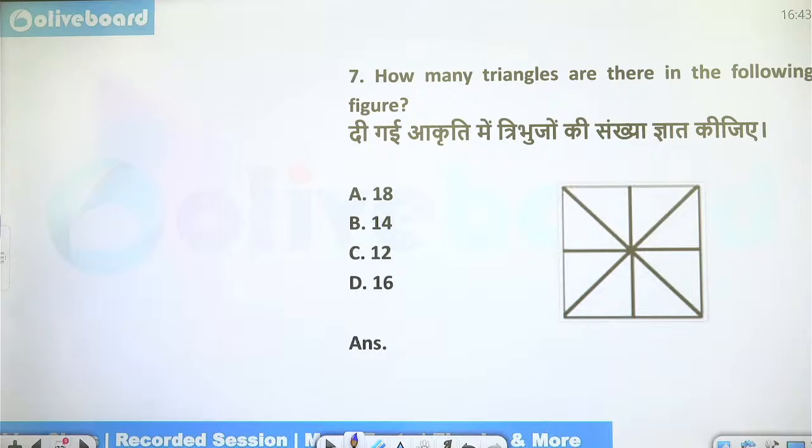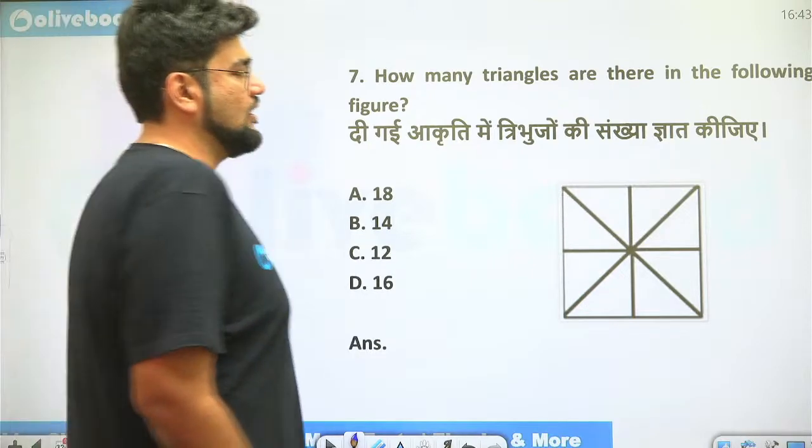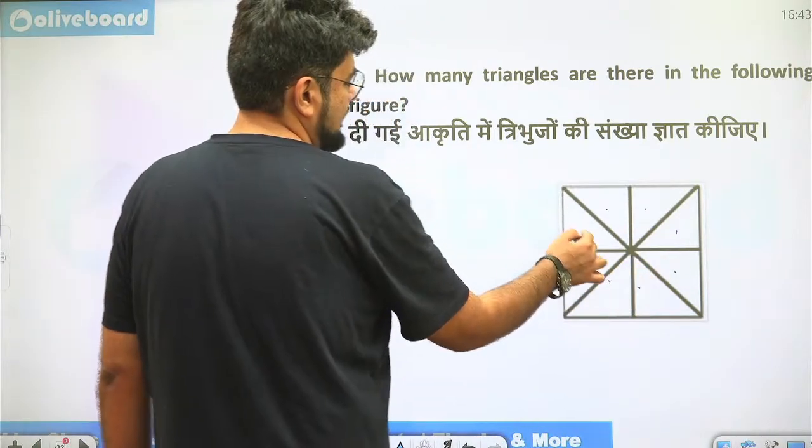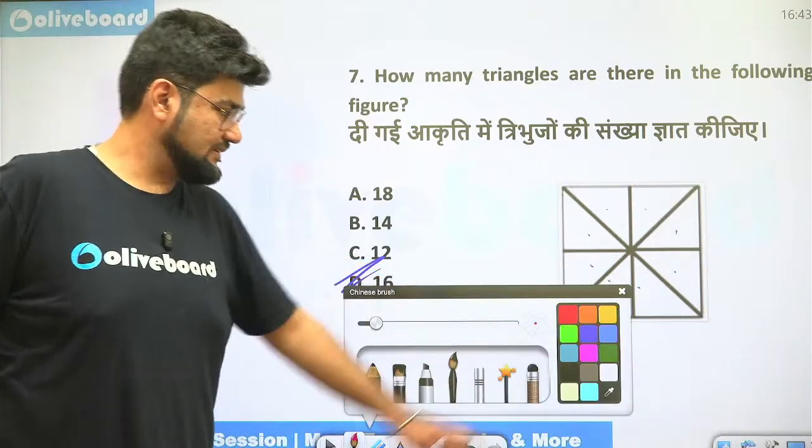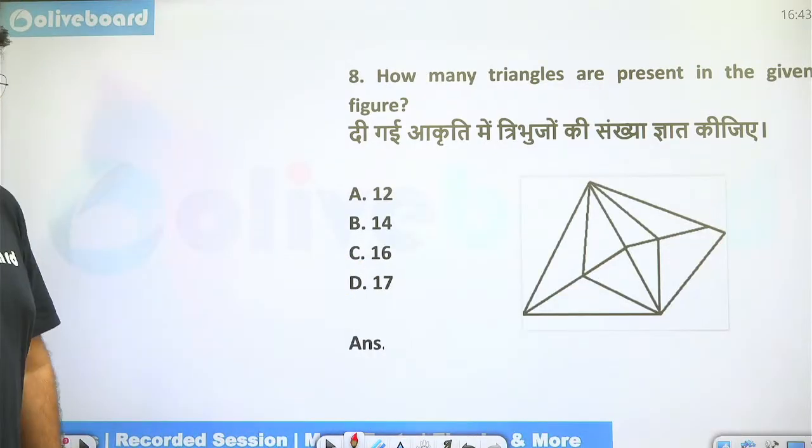Okay. Next. This is very easy. How many parts? 1, 2, 3, 4, 5, 6, 7, 8. 8 parts, 16 triangles. That's it. Nothing else. No rocket science here. Next. This is a good one actually.